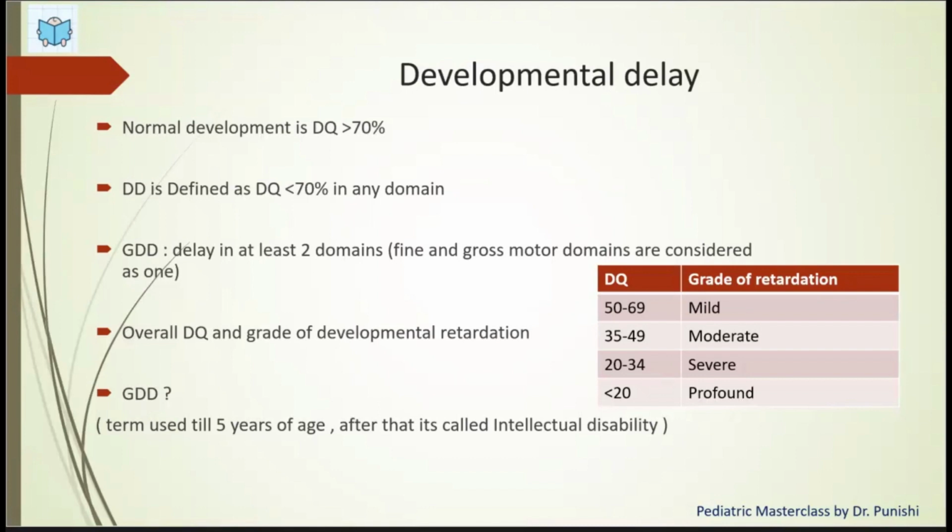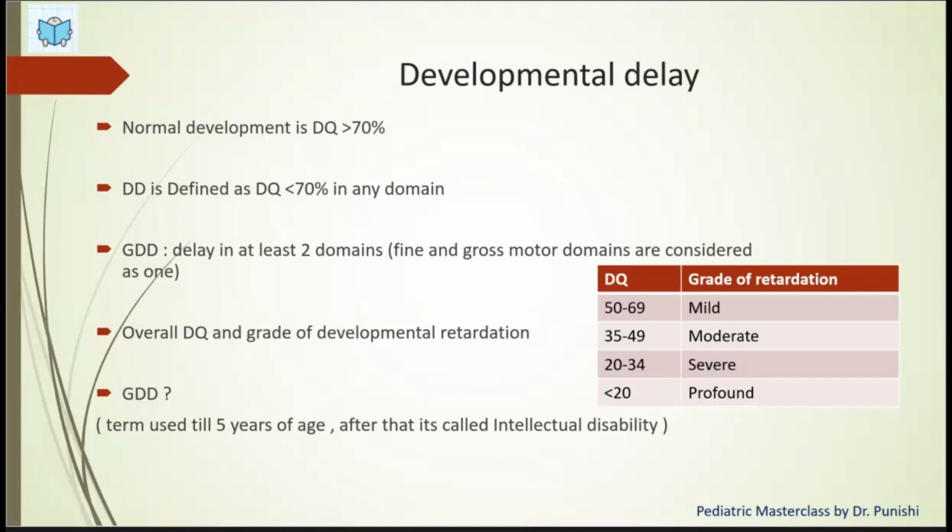So this is a question that they can ask you: what is the definition, or when do you say that the child has GDD? It's important to remember that the term global developmental delay is used till 5 years of age. After that, if the child has delay, like global developmental delay, it's called intellectual disability. So just the terminology is different depending upon the age.